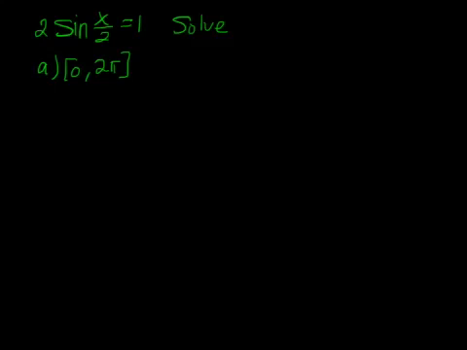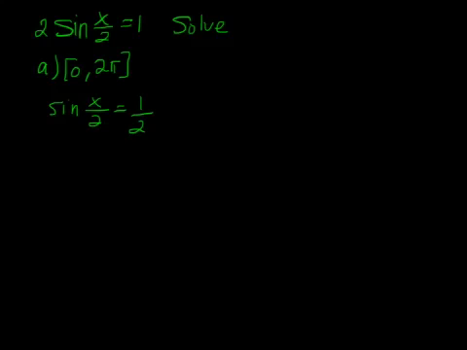Alright, so this is example 1 from the book. We are solving. So I take a different approach. I'm going to look at changing and adjusting my interval a little bit later. Okay, so if I look at this problem, I see that if I divide by 2 on both sides, I will get sine of x over 2 is equal to 1/2.